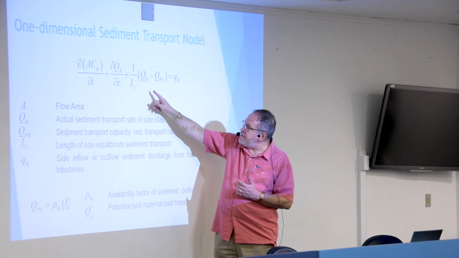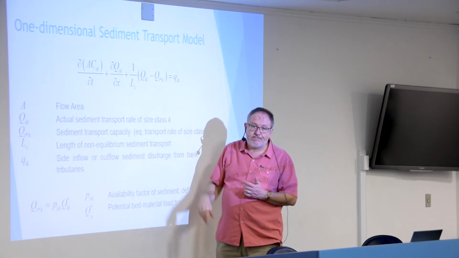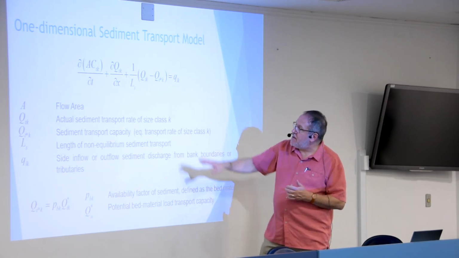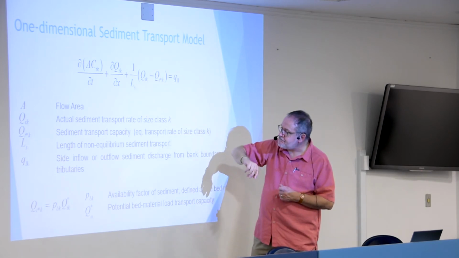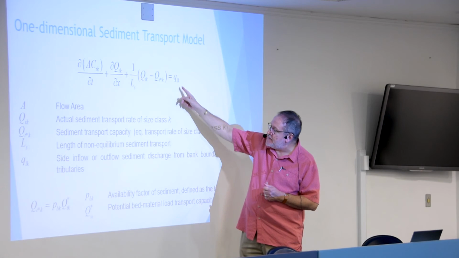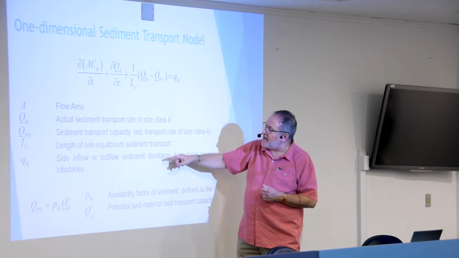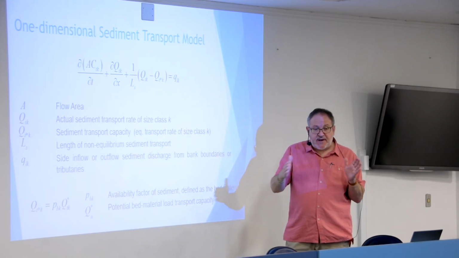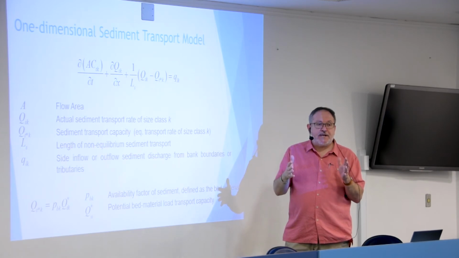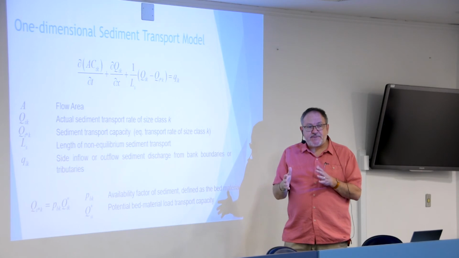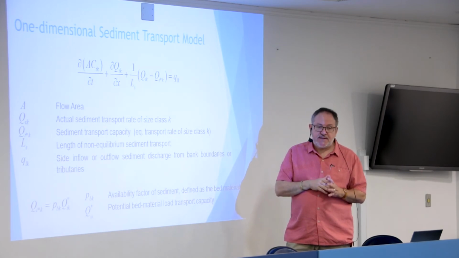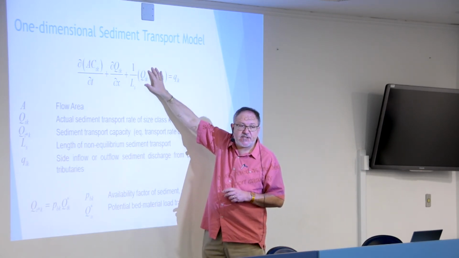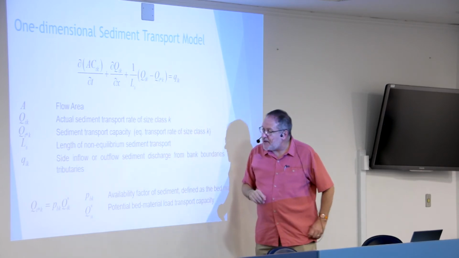So if these two are equal, the sediment transport capacity and what you're actually transporting for a given flow discharge, obviously the flow is in equilibrium. Then you can have lateral inflow of sediment, and this is simply a length of non-equilibrium sediment transport. So there are going to be reaches in which there is an equilibrium between what the flow can transport and what the flow is actually transporting in terms of sediment. When those two are the same, this term becomes 0, but when they are not the same, you have a length of the river where you have non-equilibrium.